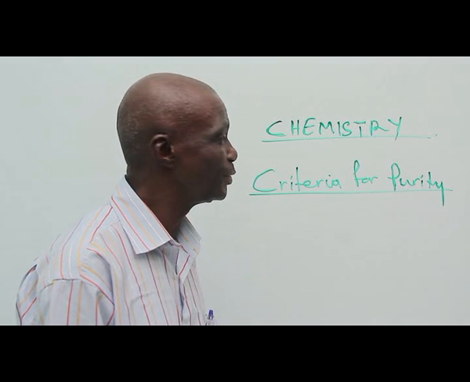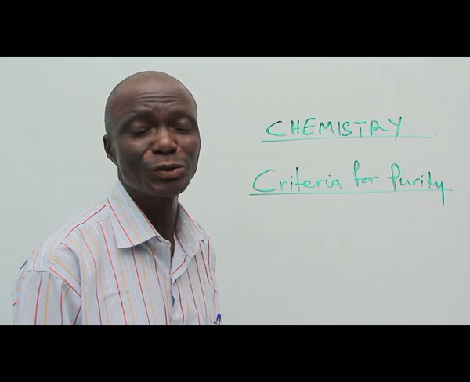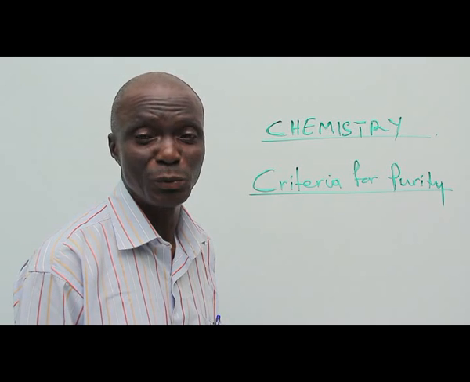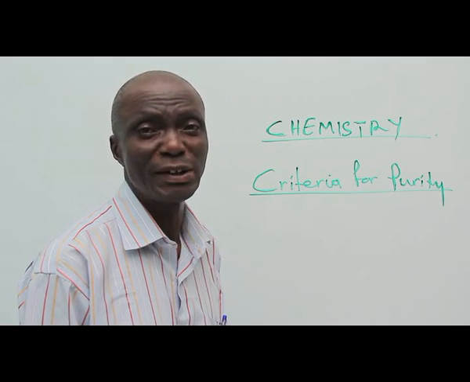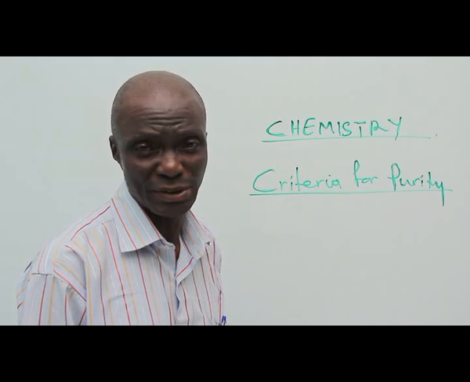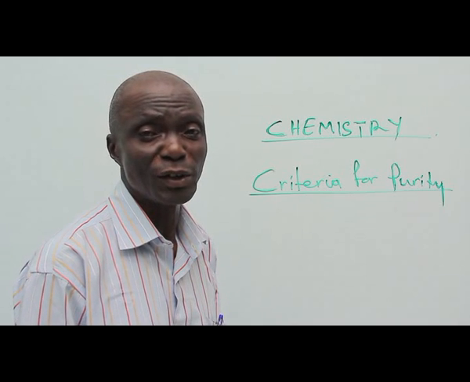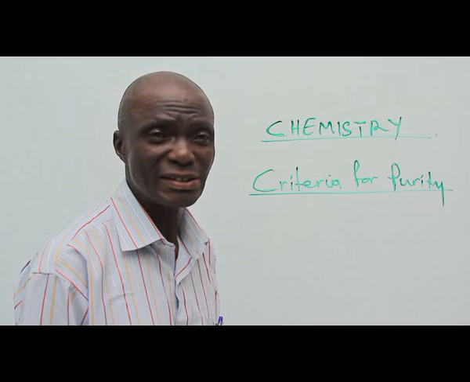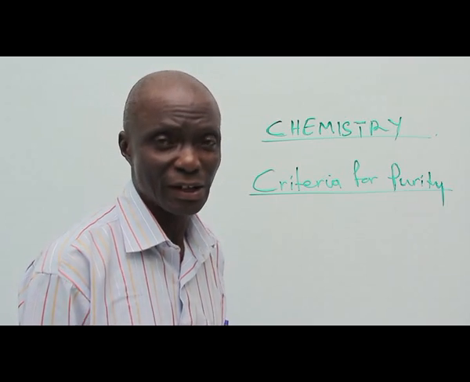Today we are looking into the topic criteria for purity. Most chemical substances, especially when they occur in nature, are impure. And so to make them more useful, they are separated by the various techniques that we have earlier considered. But for a substance to be pure, there are certain criteria that we watch out for. The criteria are as follows.